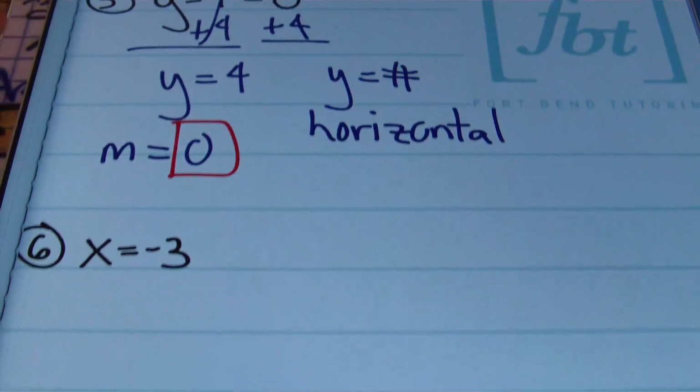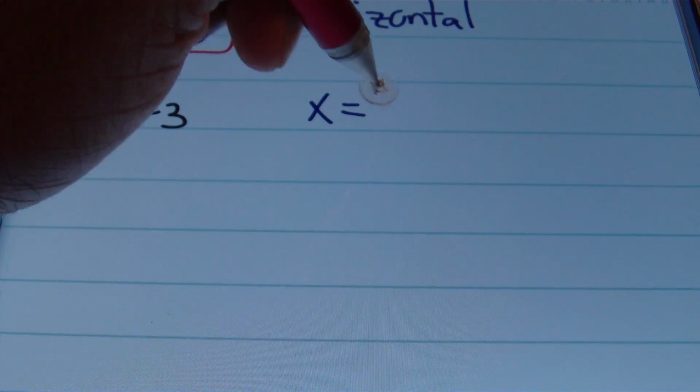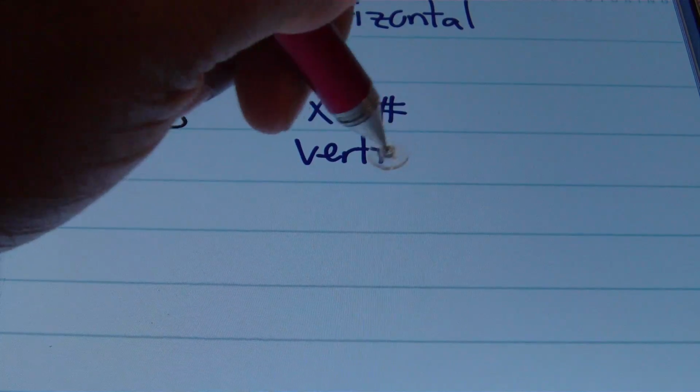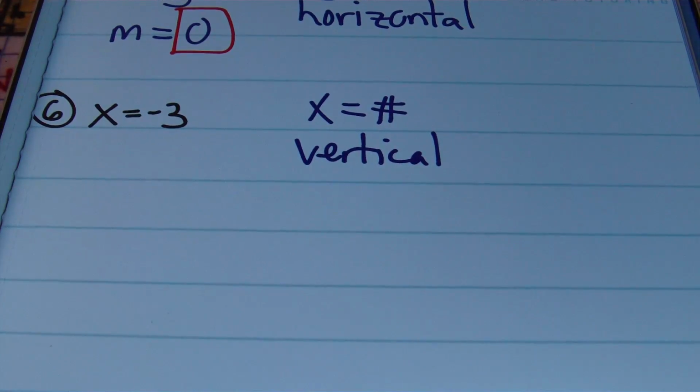Okay? In problem 6, we have the following. We have x equals negative 3. Just like our previous problem had a form that you should recognize, that's the case in problem number 6. The form that you should recognize is that anytime you have an equation of the form x equals a number, you're dealing with a vertical line. You're dealing with a vertical line. And anytime you're dealing with a vertical line, that means you don't have a slope.